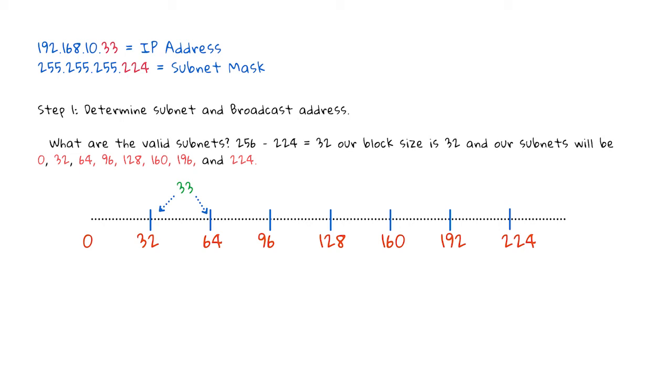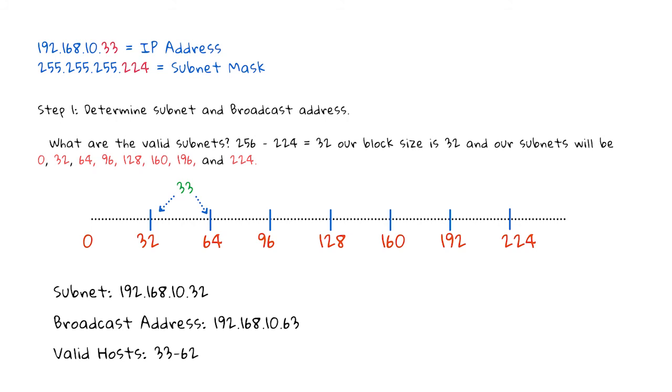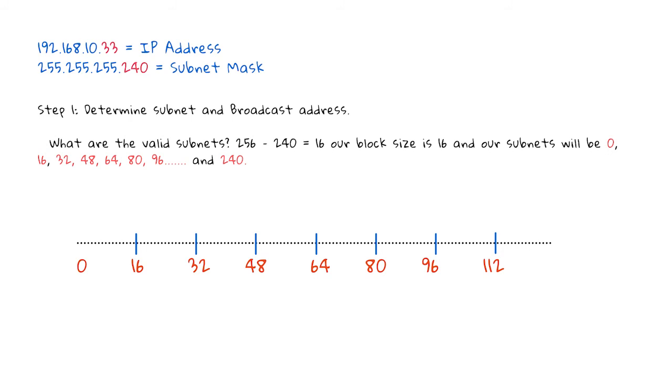And then look at your IP address and see where the 4th octet sits. In our case, the 4th octet is 33. And 33 falls between 32 and 64. So the 33 IP address is going to be part of the 192.168.10.32 subnet. The broadcast address is going to be the number before the next subnet, and in our case, it's 63. And the valid range is going to be from 33 up to 62. Very simple, right? Let us look at another example.